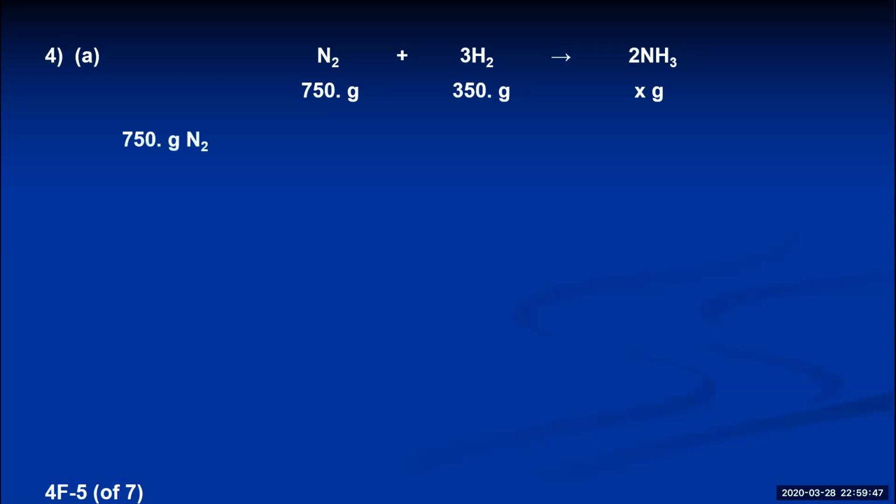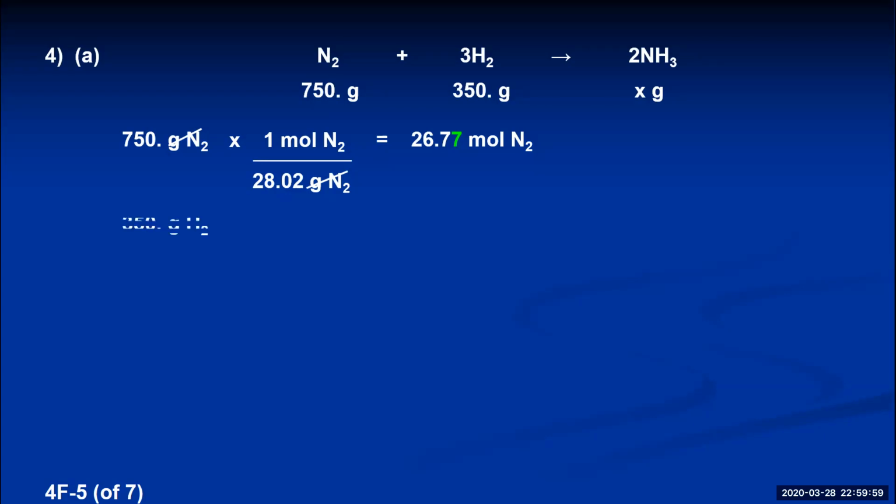So if we have 750 grams of nitrogen, we can use its molar mass, and the molar mass for diatomic nitrogen is 28.02 grams per mole. So therefore, we're actually starting with 26.77 moles of nitrogen in this container. The 350 grams of diatomic hydrogen can be converted into moles with its molar mass of 2.02 grams per mole. And so this container is being charged with 173.3 moles of hydrogen.